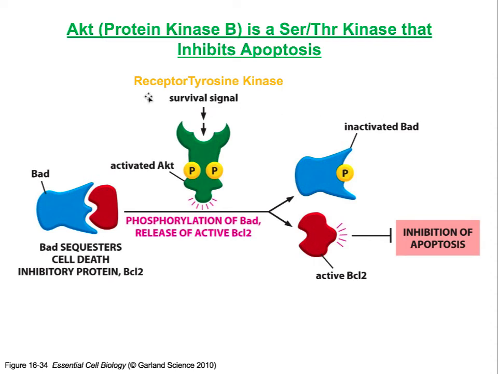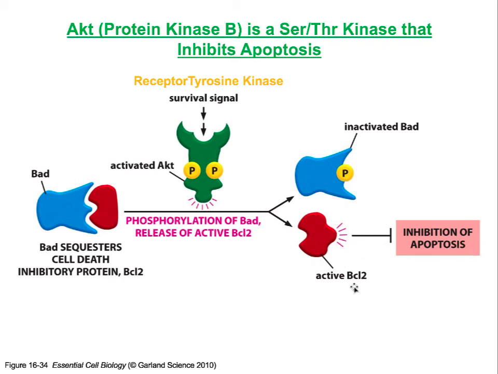However, if survival signals are received by the cell and through a process of signal transduction, this protein AKT is activated through phosphorylation. The outcome of that sequence is to phosphorylate the protein BAD, therefore releasing active BCL2. Then BCL2 will have some kind of activity which leads to the prevention of apoptosis.